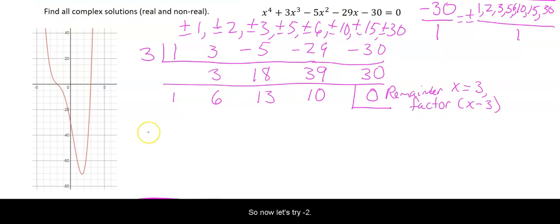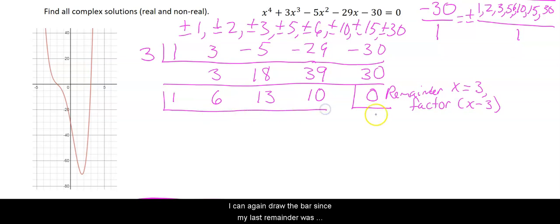So now let's try negative 2. I can again draw the bar since my last remainder was 0, and I could try the negative 2 directly on the quotient of what was left.